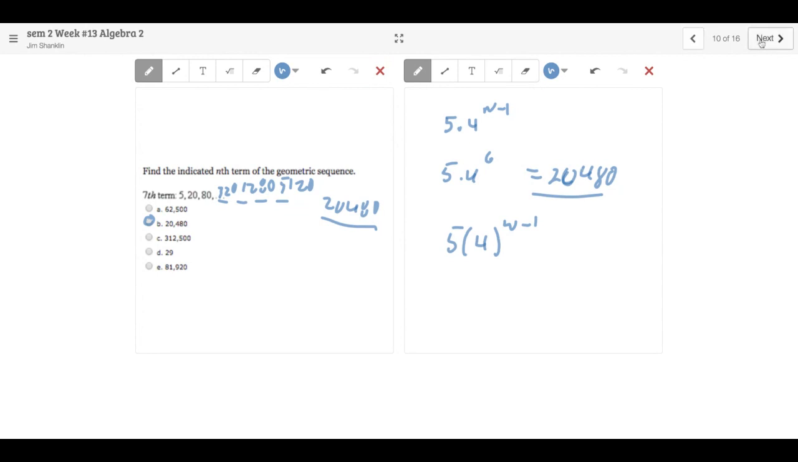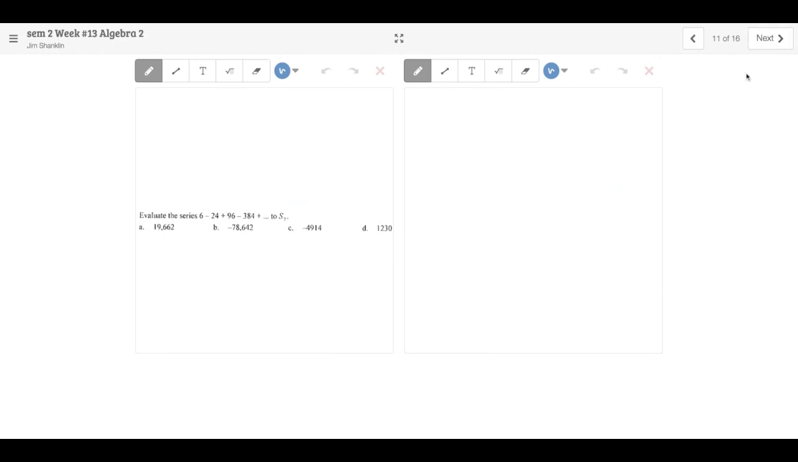All right, next problem. I think it's a sum problem. It says, evaluate the series 6 minus 24 plus 96 minus 384 plus and so on. So it wants the sum of the first 7 terms. Now I could come up with the next couple terms and do that. Or we could use the formula, a sub 1 times 1 minus r to the n over 1 minus r. What two pieces of information do I need in order to use this formula? A sub 1 and r, right, that's exactly right.